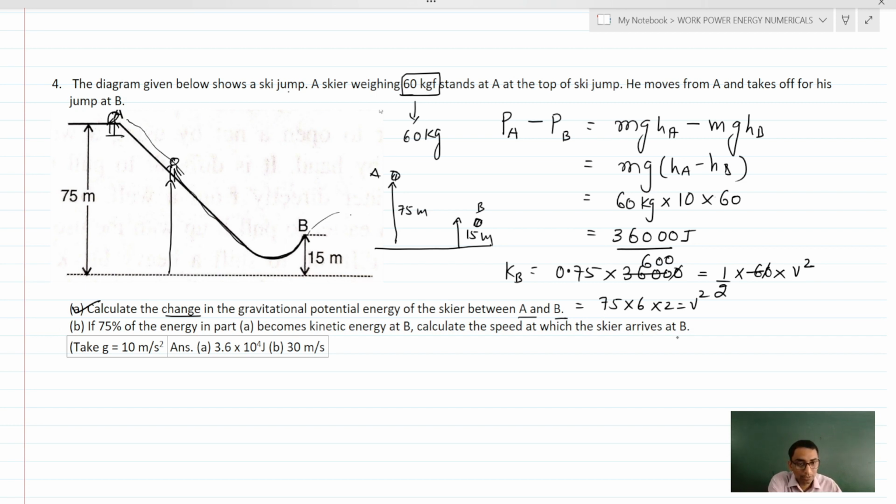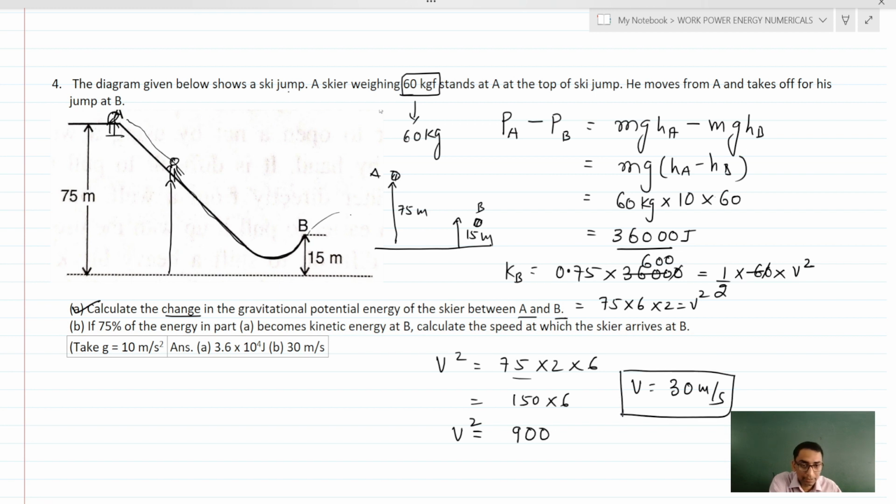Correct? So I should be writing v square is equal to 75 times 2 into 6. So this is 75 times 2 is 150, 150 times 6. So this is equal to 6 fives are 30, 0, 3 carries, 9 and 00. So like this, v square is 900. So v is equal to the square root of 900, and everything is in SI unit. So the answer would be 30 meters per second. That is the answer to the B part.